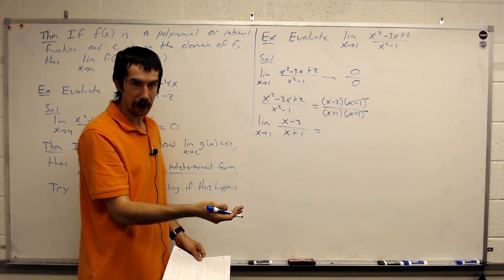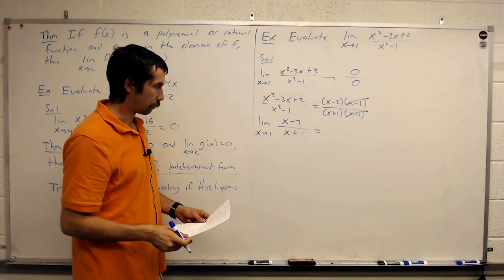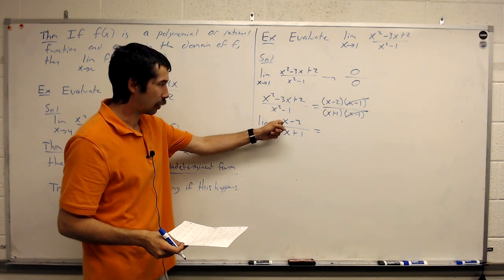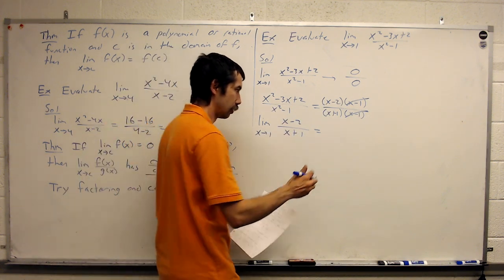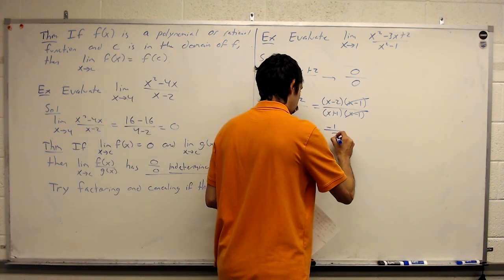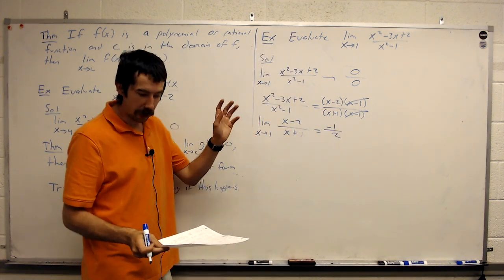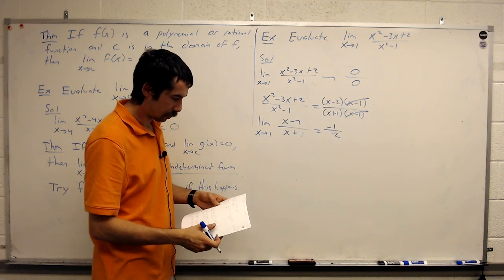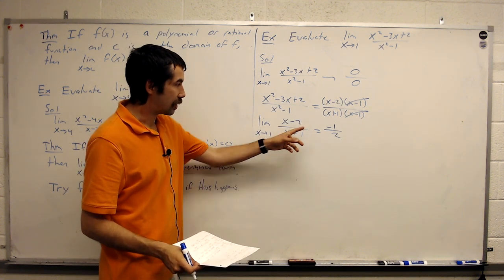Again, let's plug in the number and see what we get. When we plug in 1, we get negative 1 over 2. All right, so the value of this limit is negative 1/2.